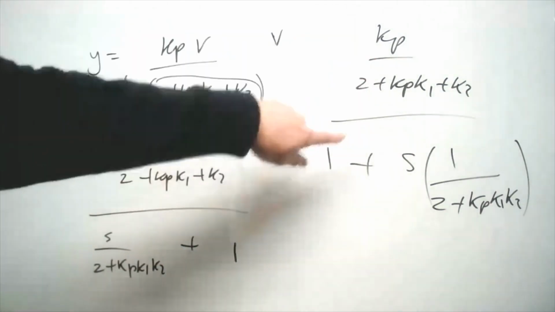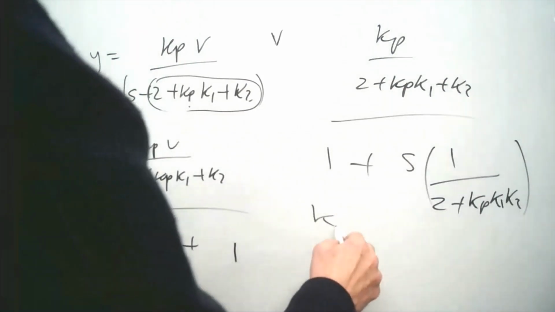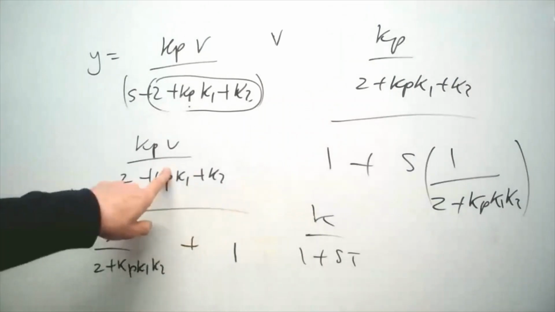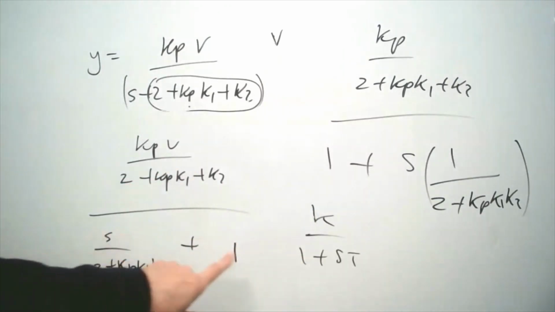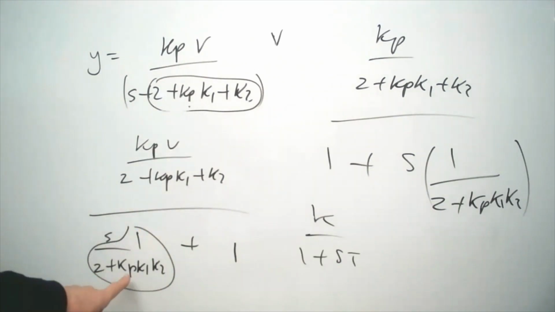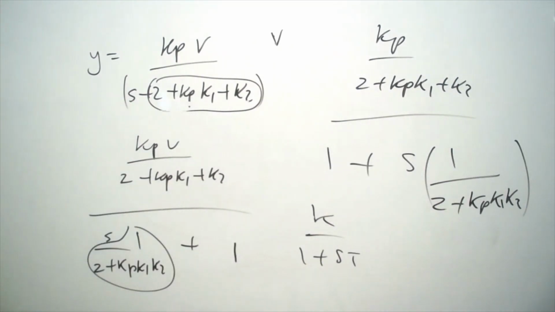Then this term is the DC gain, and this term here is the time constant. This is like K over 1 plus sT. So that's the K, there's the 1, there's the s. So this term here, like that term there, 1 over (2 plus Kp K1) is equal to T. It's quite straightforward. Well, if you've not done it before, it's not straightforward, but this is how you do it anyway.